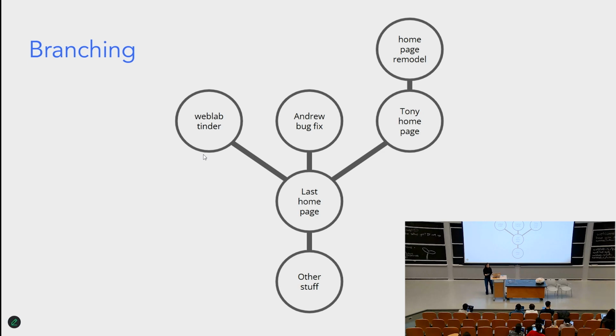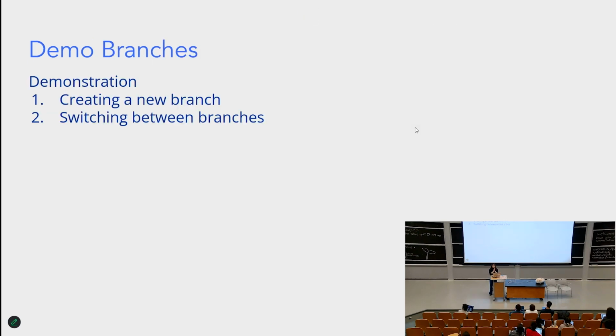The benefit of branching is just that he can make all of these changes, and Git will remember that he's made all of these changes to the homepage. So once he's finished WebLab Tinder and this bug fix, then he can go back and just keep working where he left off on this branch. So now I'm going to demo how to create a new branch in Git.